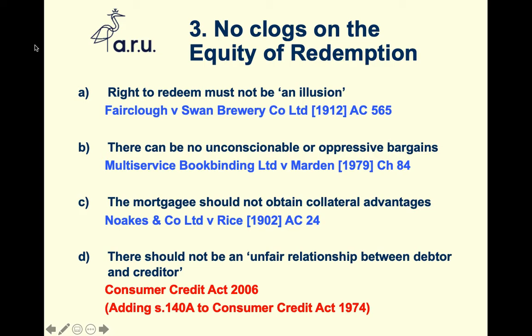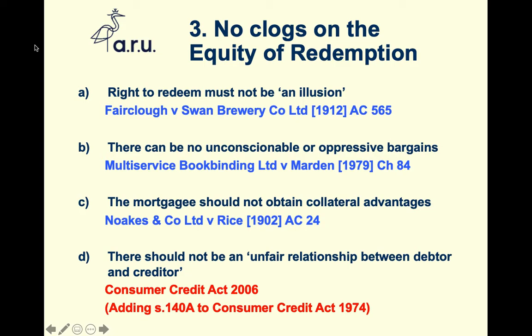Clogs or fetters would be a hindrance or a prevention of the borrower being able to redeem the property, and that cannot be so. So we see these broken down as ways that the bank shouldn't behave in overly restricting, clogging or fettering the borrower. The right to redeem itself must not be an illusion, so it can't just be a notion that the borrower will end up back with the property at some stage. It has to be fair.